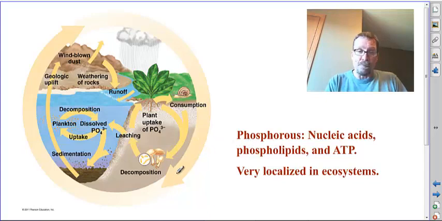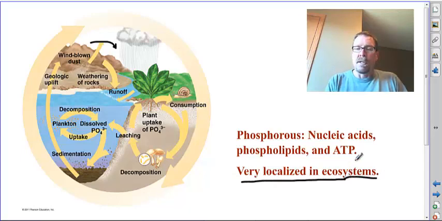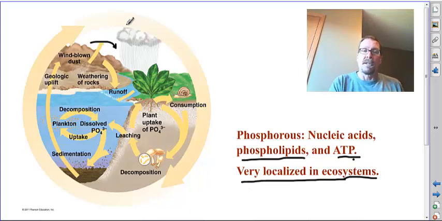Here's phosphorus. Phosphorus is the one cycle that doesn't have a whole lot to do with the air. There's not much phosphorus gas. There's a little from wind blowing and weathering of the rocks, but mainly our phosphorus cycle is in the rocks and the plants in the form of phosphates. Used to be believed that it was very localized in ecosystems. Of course, its importance is in nucleic acids, phospholipids, which are part of the cell membrane, the main component, and ATP, your energy molecule.